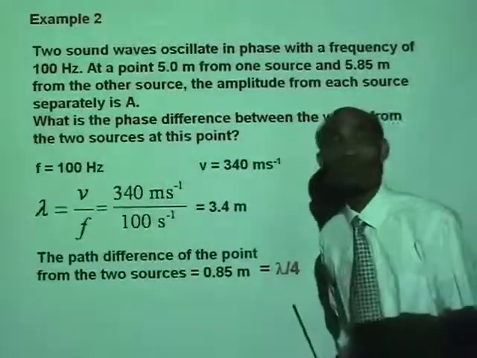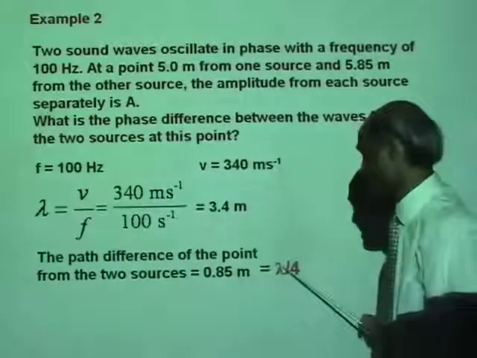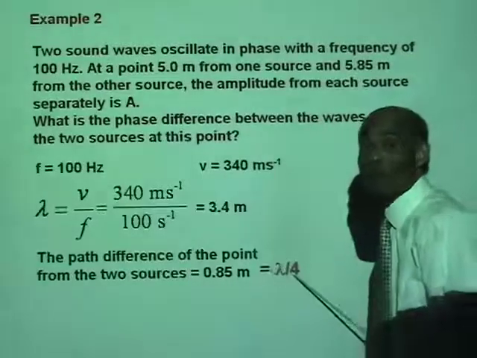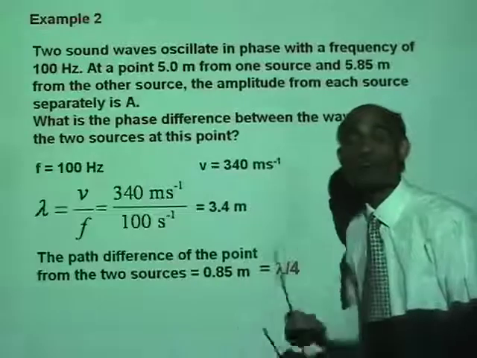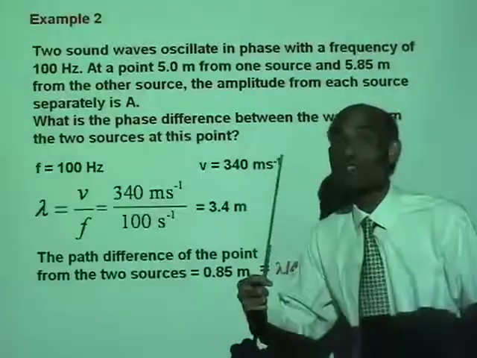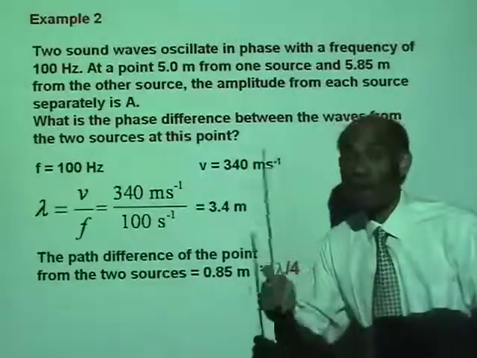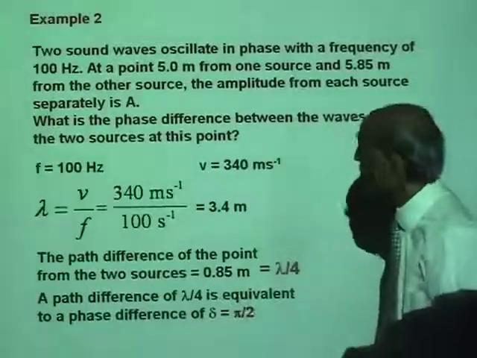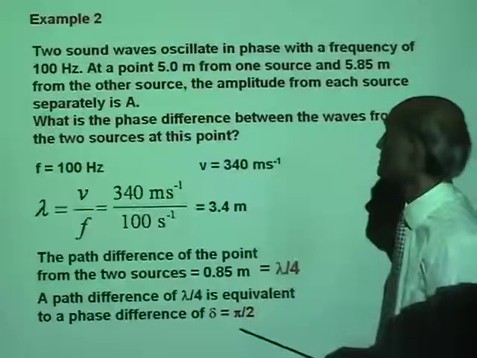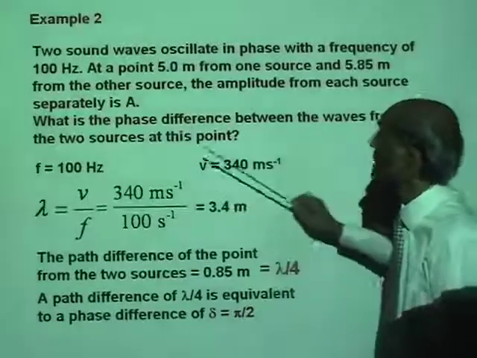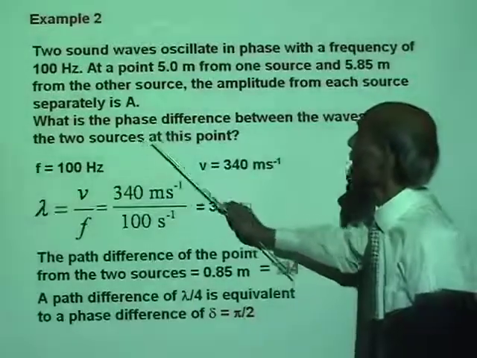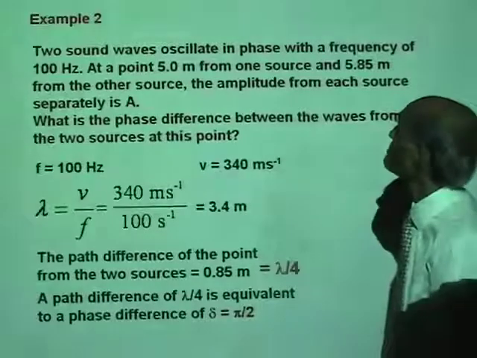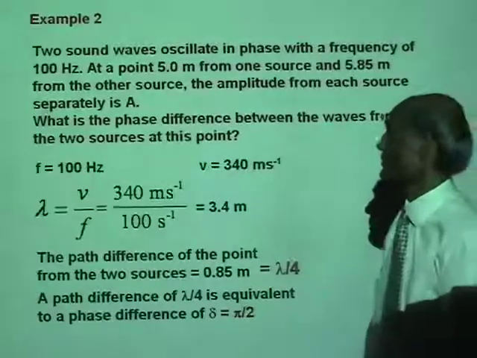What is the corresponding phase difference? A path difference of a quarter lambda corresponds to a phase difference of pi by 2. Yes? So the phase difference therefore is pi by 2. So you must be able to do these kind of problems. If you know the path difference, you must be able to find the phase difference.